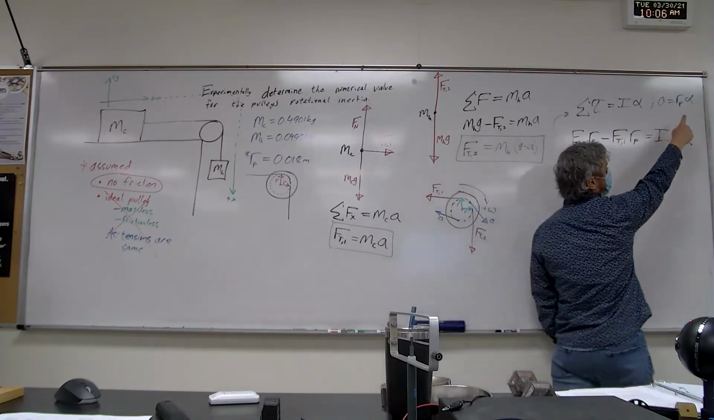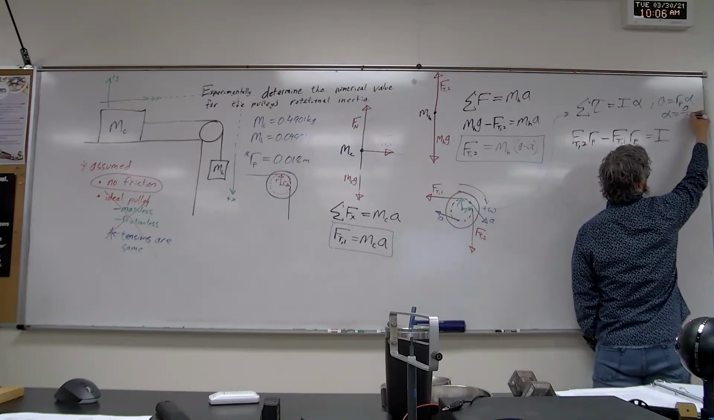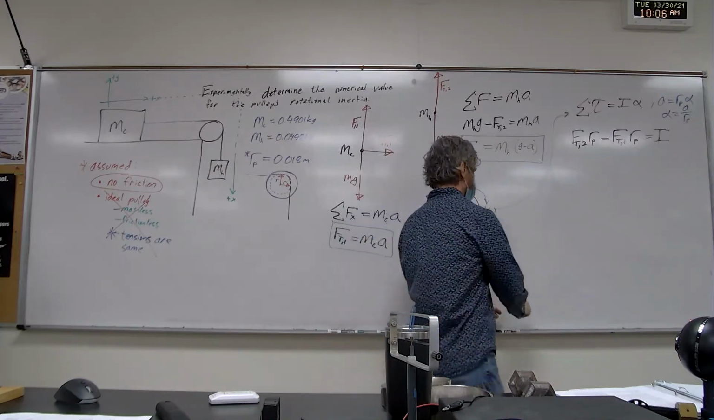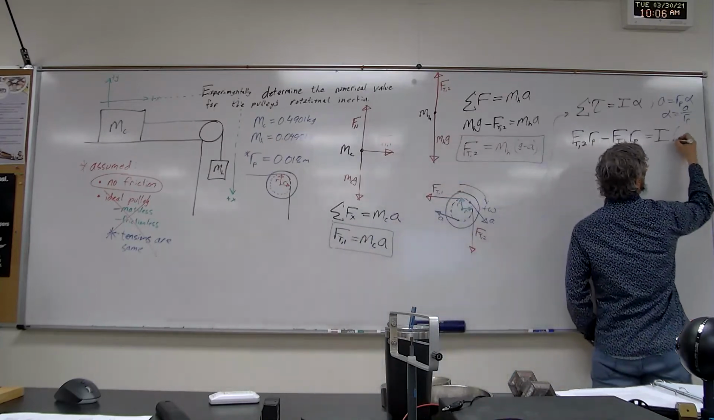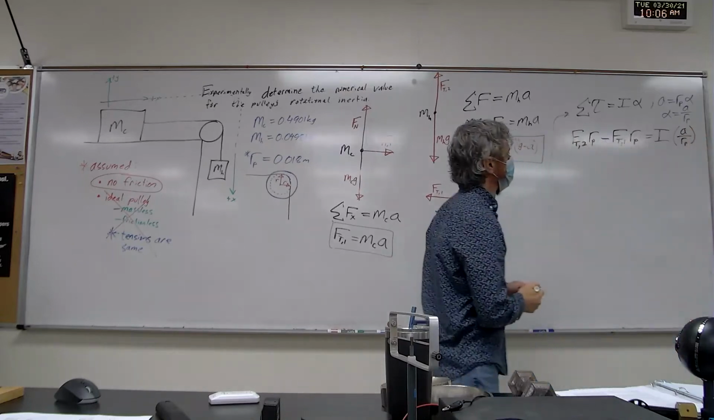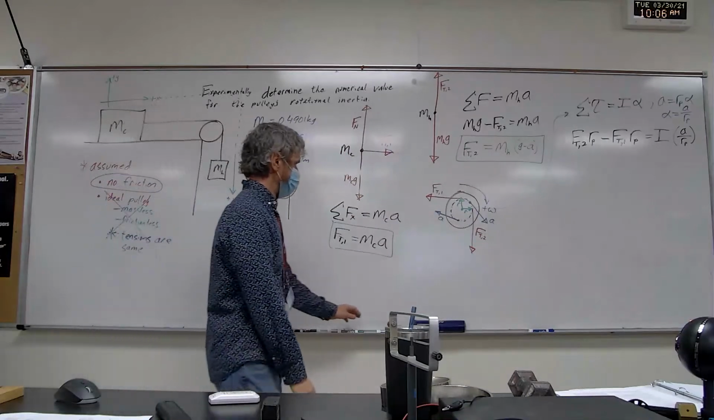And then I can solve this for alpha to have an expression I can plug in involving my known values, the acceleration and the radius of the pulley. So I can substitute that in right here. And so there's our third equation. Right, now I have three equations.